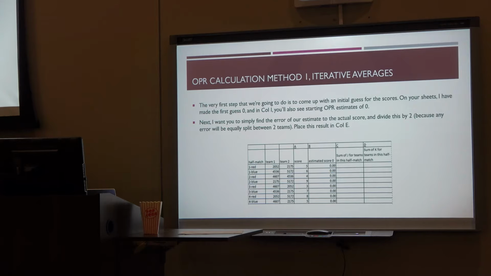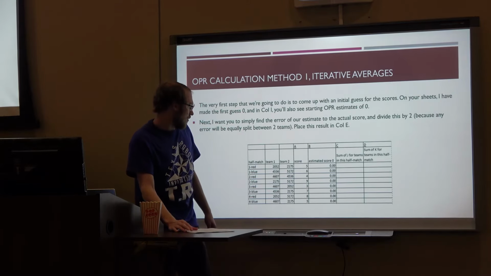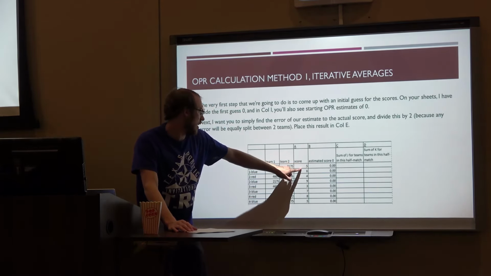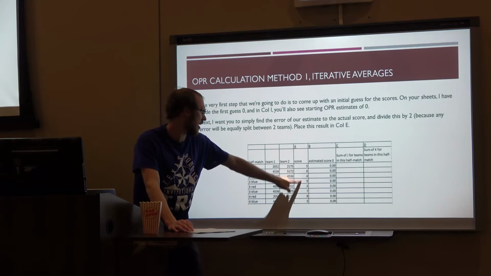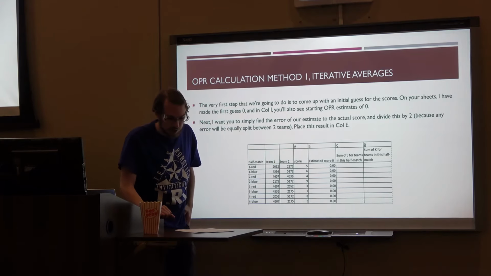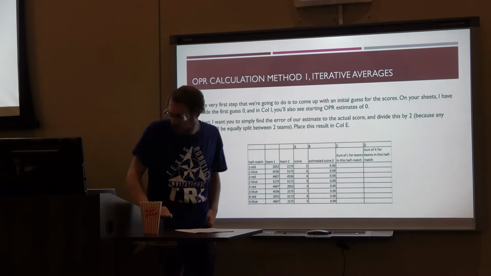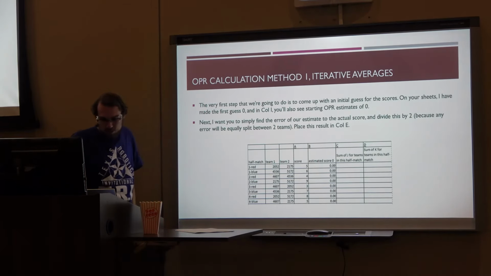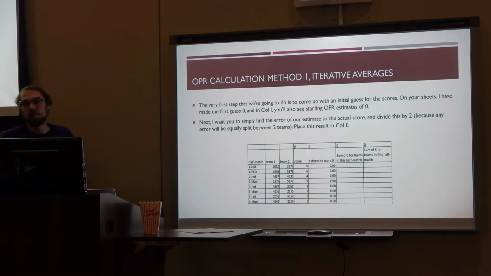But the first step I want you guys to do now is to find the error of our estimate compared to the actual score, and divide this by 2 and place the results in column E. So go to column E: you have the estimated score and you have the actual scores for the match. So find the difference between those and divide those by 2 and put it in column E right there. So why don't you guys all do that quick? I'll give you a minute or two. It's a pretty easy calculation, so you can do it fast.